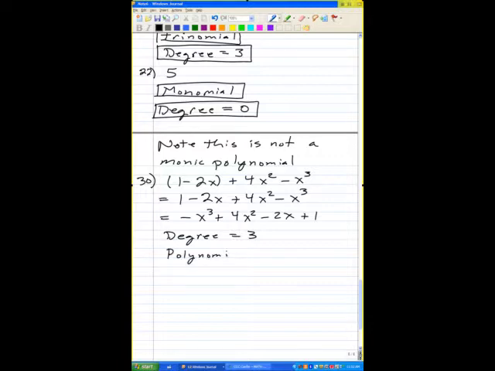Of course, all the other ones are also polynomials, but we just don't have a special name for this polynomial. So I'll just say it's a polynomial.